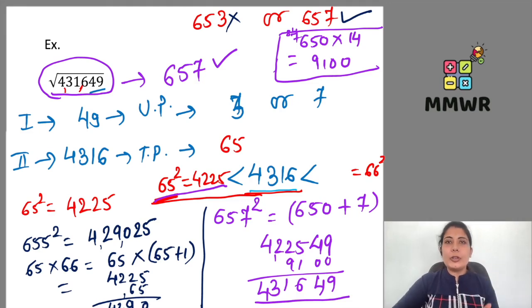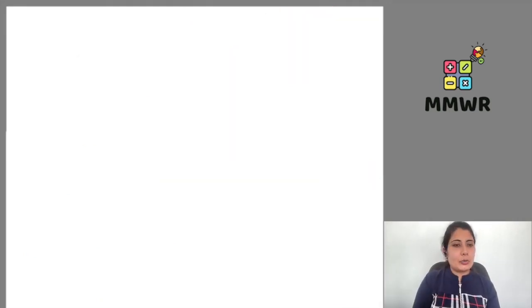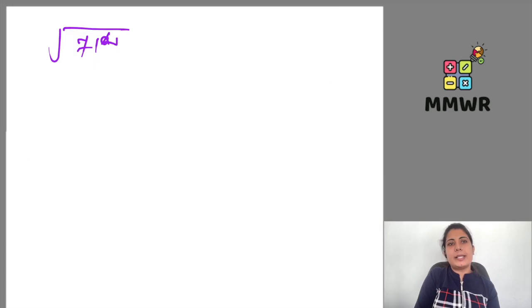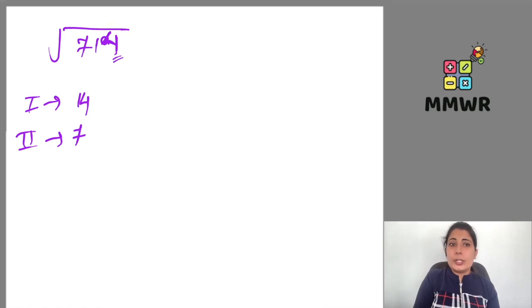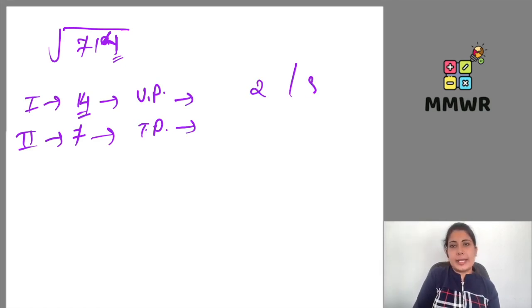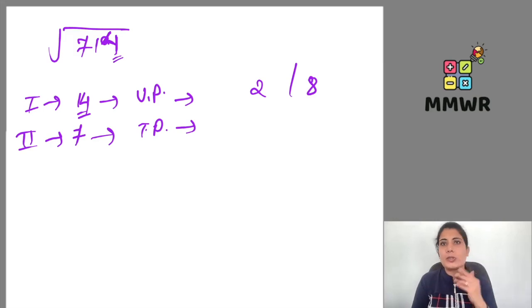Okay, before we move ahead, I would like to show you one more example. Let's find out the square root of 719. Or let's take 714. 4 is there at the unit place. We'll make two groups, 14 and the second group will be of 7. 14 will help us get the unit place and 7 will help us get the tens place. 4 is there, that means 2 or 8. 2 square is 4, 8 square is 64.